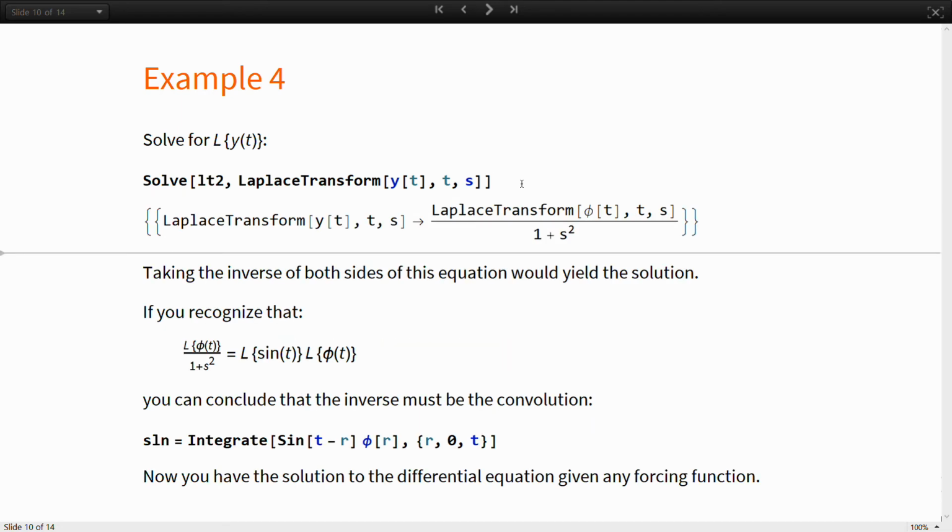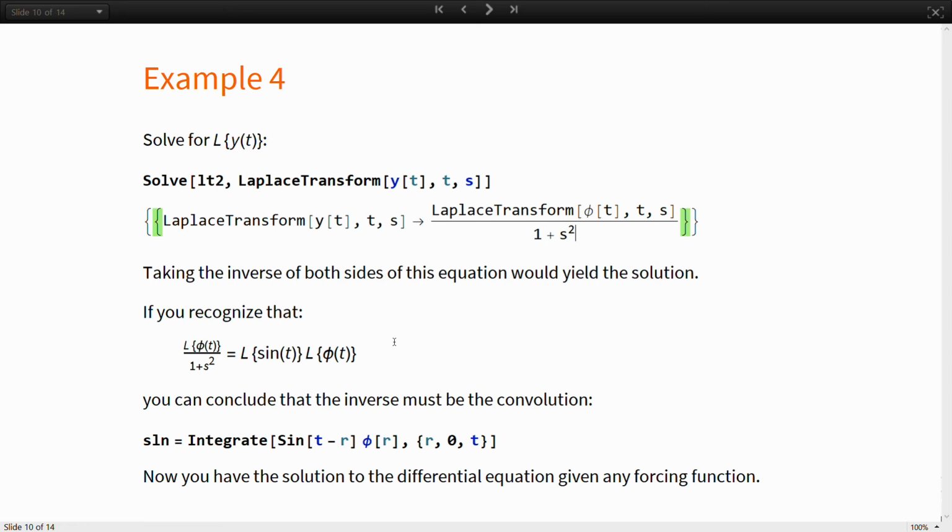Solving the expression on the previous slide for the Laplace transform of y at t gives the following result. We would like to take the inverse Laplace transform to find the solution. Recognizing the 1 over 1 plus s squared term as the Laplace transform of sine of t, we can write the Laplace transform of y at t as the product of the Laplace transform of sine of t with the Laplace transform of phi at t.